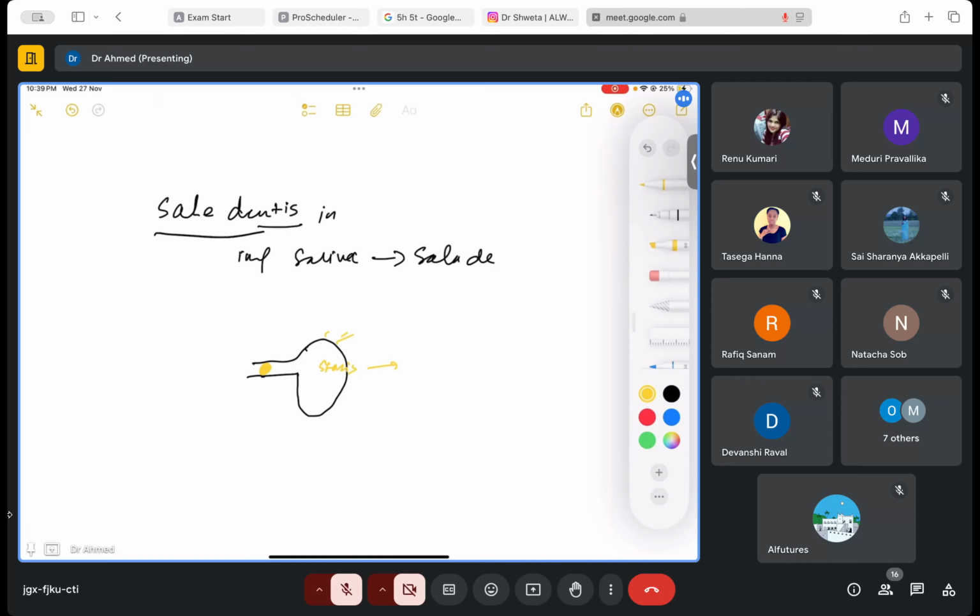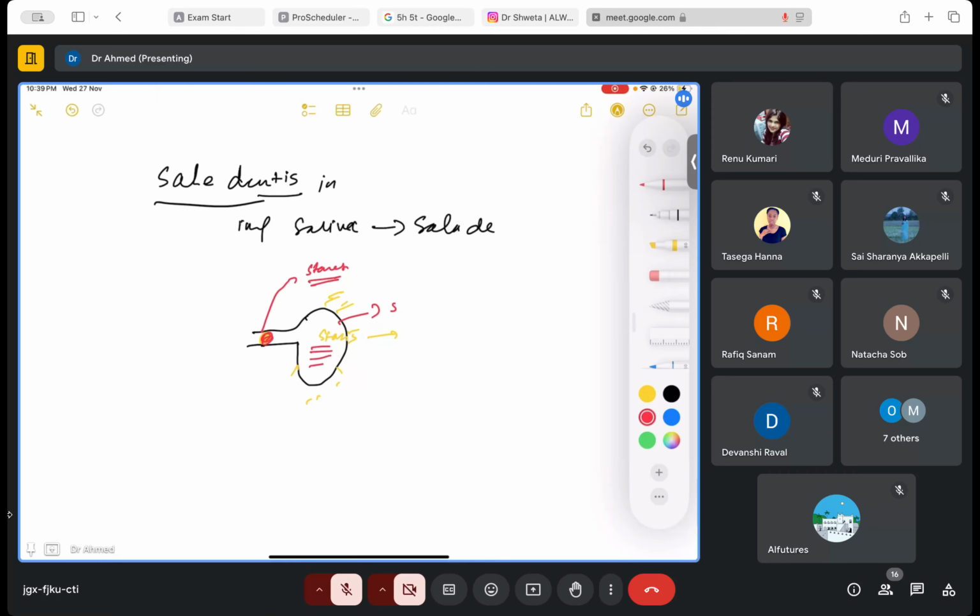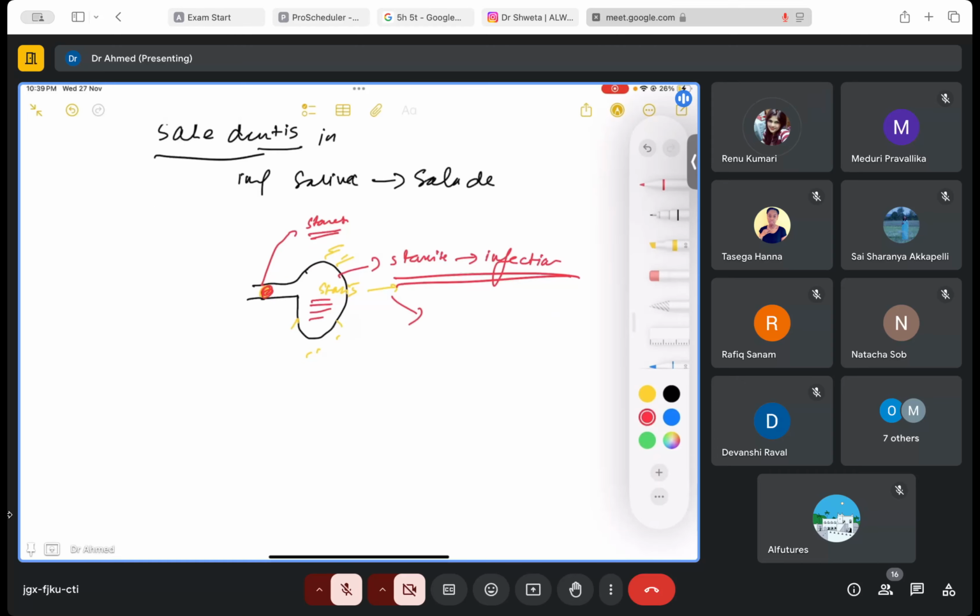So you have your acinus. The acinus is going to drain all of its secretion into your duct. So for example, let's suppose in the salivary gland a person develops stones, right? Sialolithiasis. And these stones are obstructing the duct. So it means you're going to see stasis of secretions in the gland, right? So whenever there is stasis, stasis leads to infection, right?